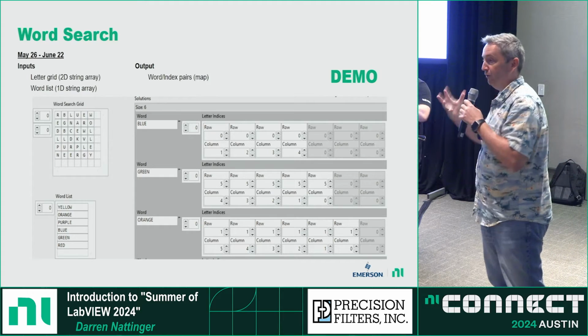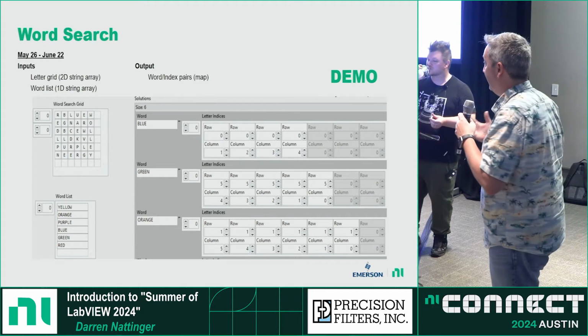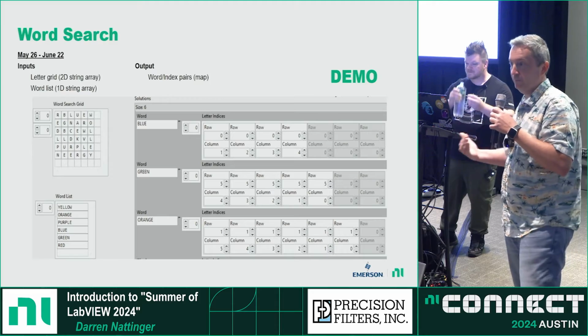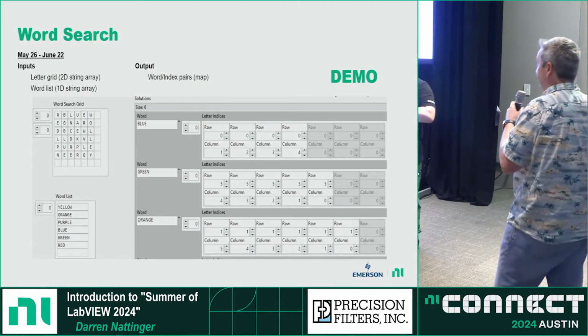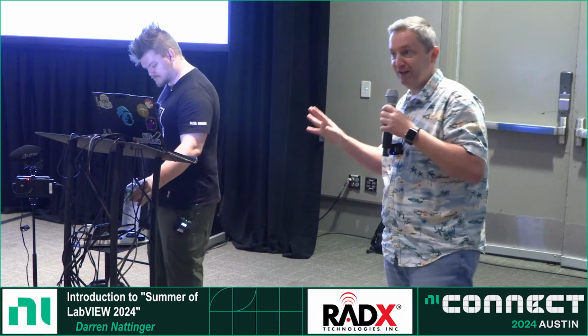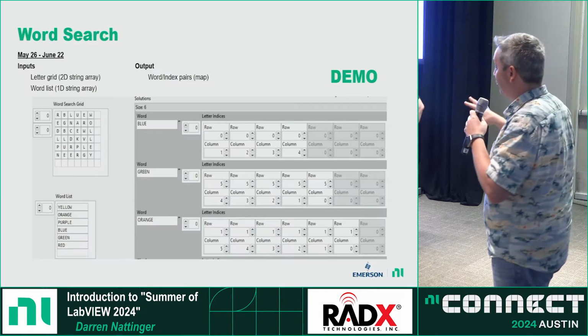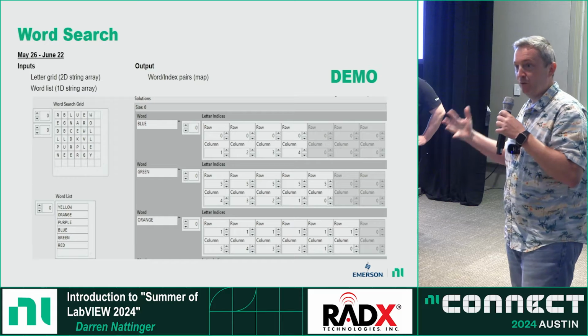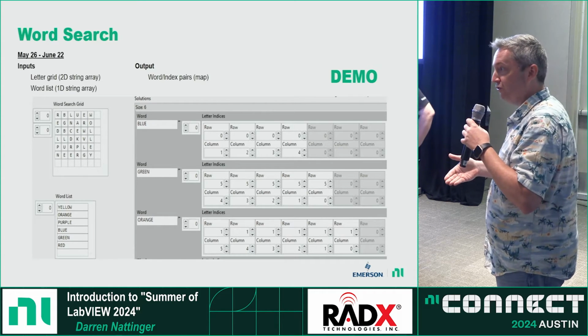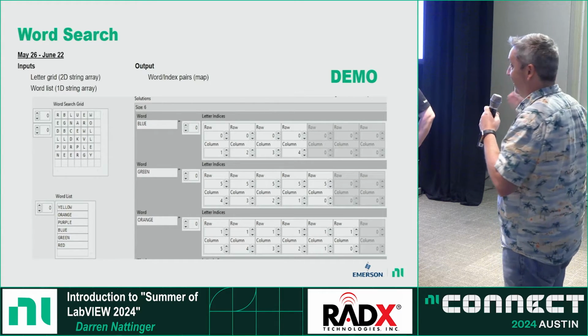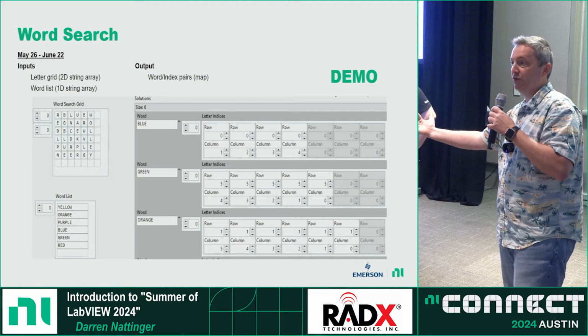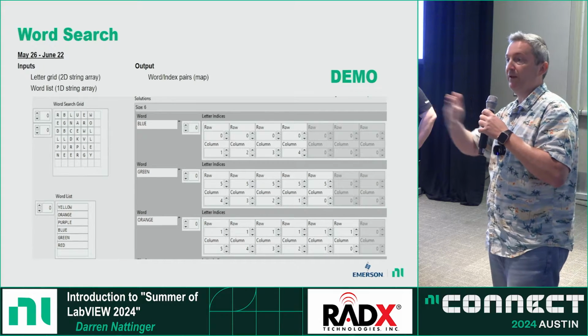So we can see the grid of letters is one of our inputs, and the words you have to find is the other input. And then the output, don't be scared if you've never seen this data type in LabVIEW before, but the output is a map. And in that map, we've got key value pairs, where each key is the word that you're trying to find, and each value is the indices of the letters in the grid that will basically spell out that word.